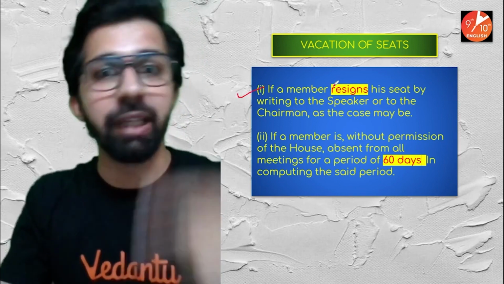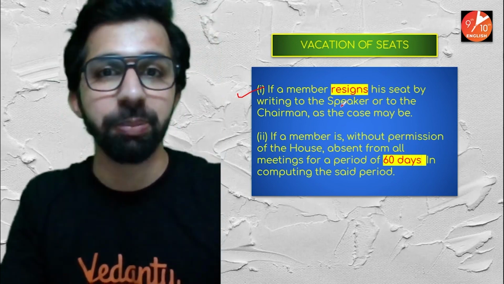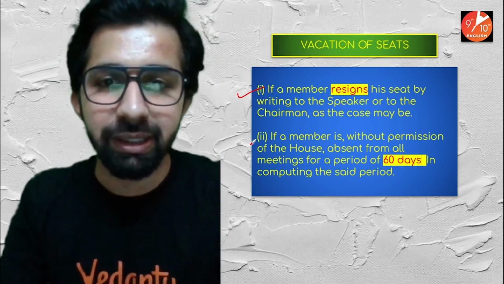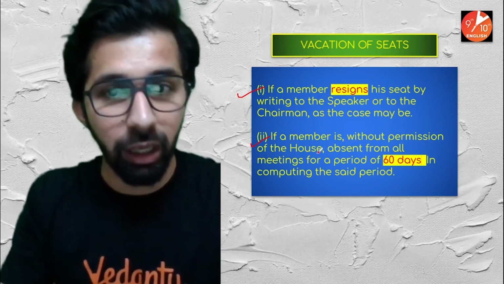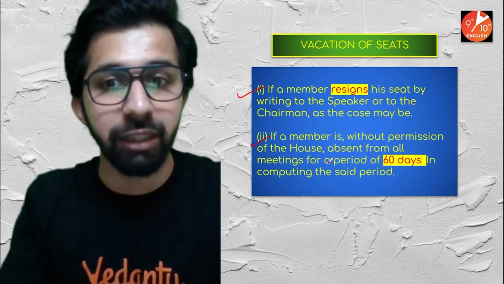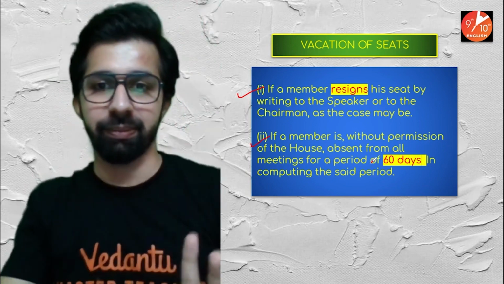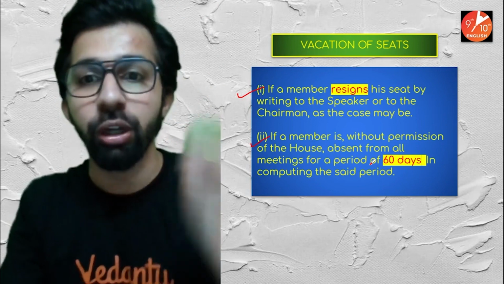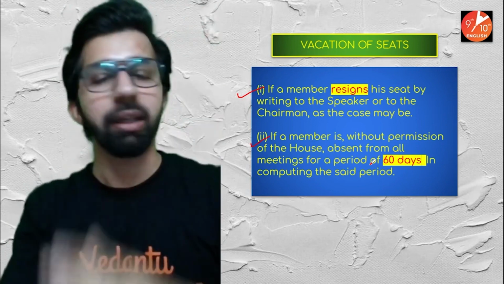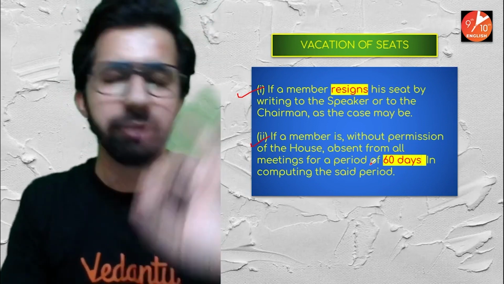In the next video I will tell you more about who the speaker and chairman are. Second, if a member is absent from all meetings of the house without its permission for a period of 60 days, then the seat will become vacant. Simple as that.